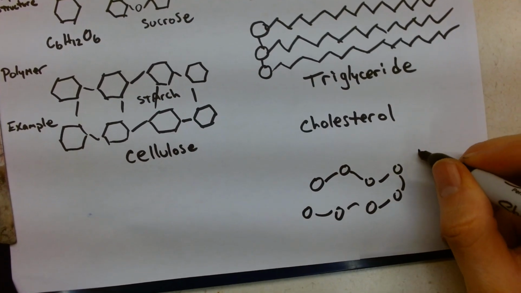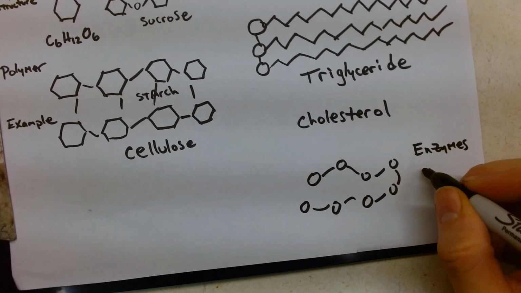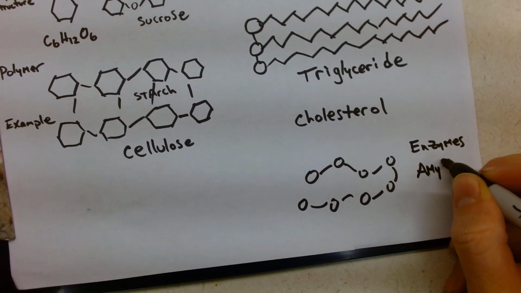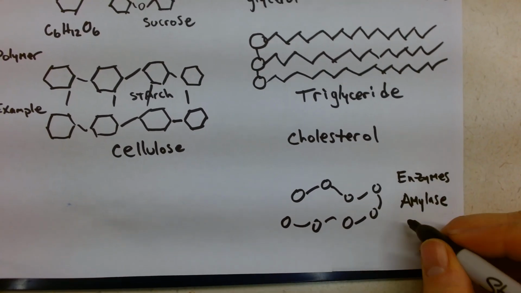Enzymes are an example. We talked about an important enzyme, amylase. And amylase is an enzyme that helps to break down starch.